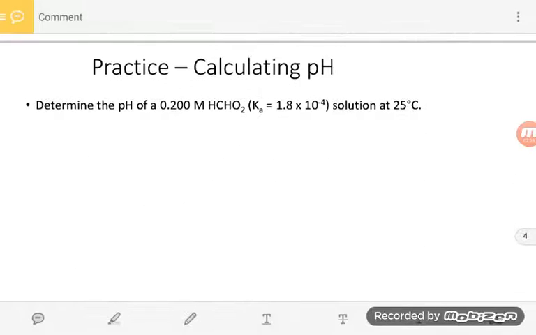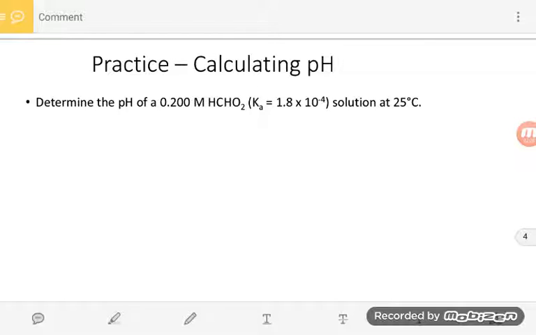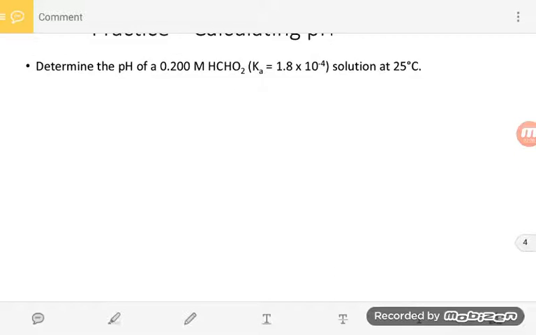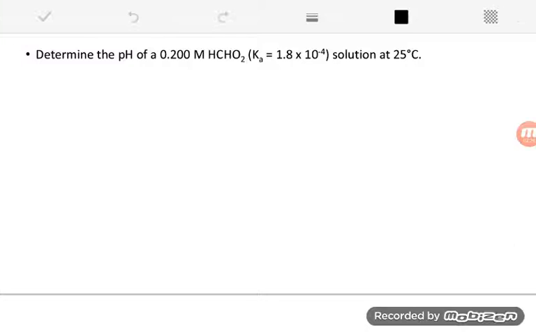Now let's look at the scenario where we're being asked to calculate a pH. So determine the pH of a 0.2 molar HCHO2 solution. And notice now we're provided with a Ka. Well, we're going to start this the same way. We're going to react it with water. Let's try that again. We have HCHO2 reacting with water. Double arrow because it's weak.